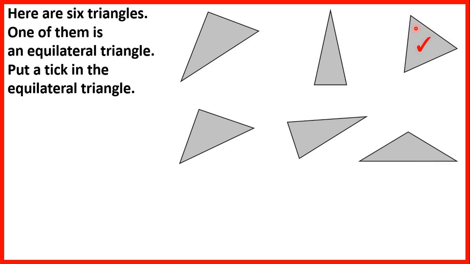So the angles in an equilateral triangle will all be 60 degrees because there are 180 degrees in a triangle altogether. Now lots of these other triangles are isosceles triangles, so they have 2 sides that are the same length and they have 2 angles that are the same, but for equilateral triangles all 3 sides must be the same length and all 3 angles must be the same size.